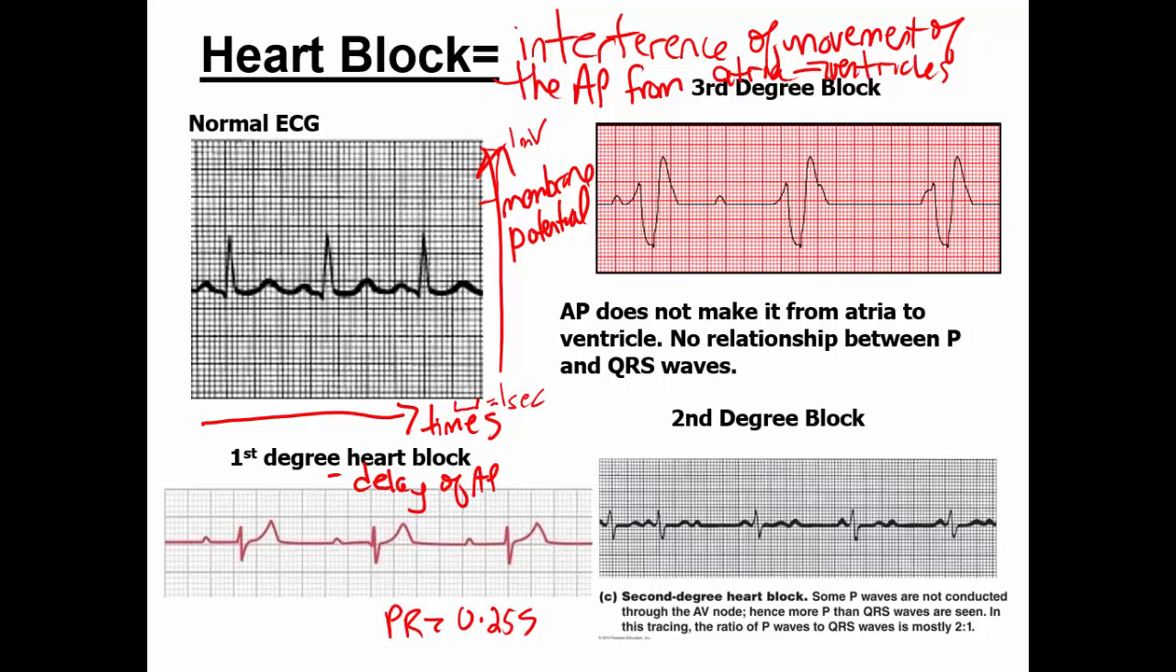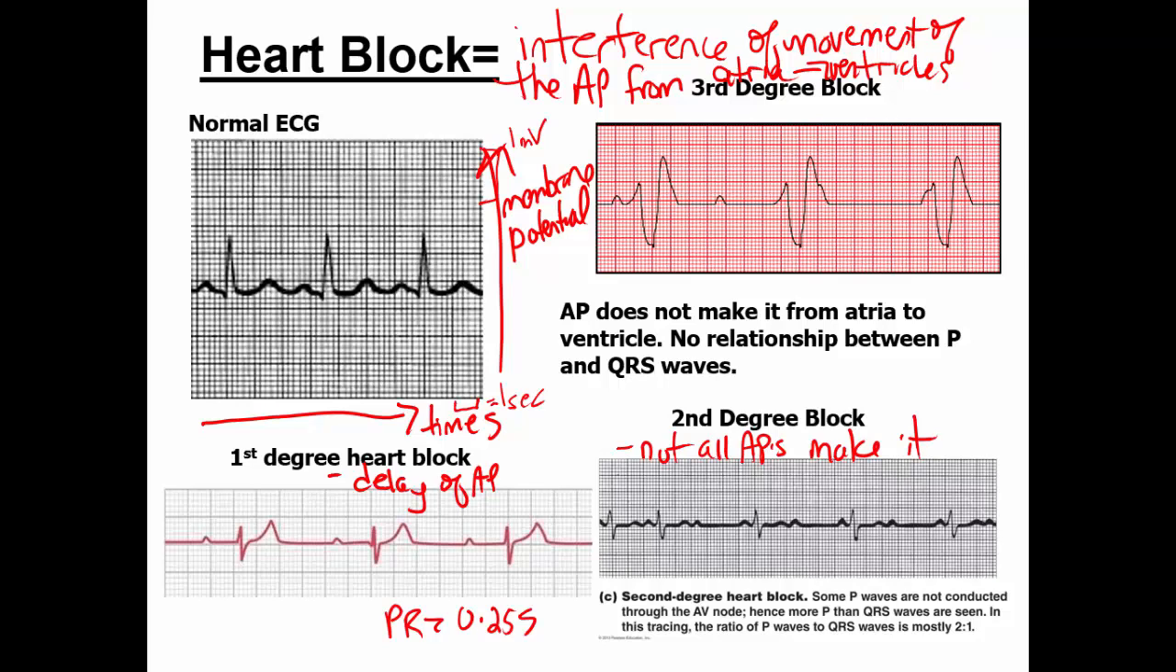So what do they do? Well, they often don't do a whole lot about this. There usually aren't any symptoms, and usually there's no treatment. Second-degree heart block, which is over here, is when not all of the action potentials make it from the atria to the ventricles. So not all the action potentials make it.